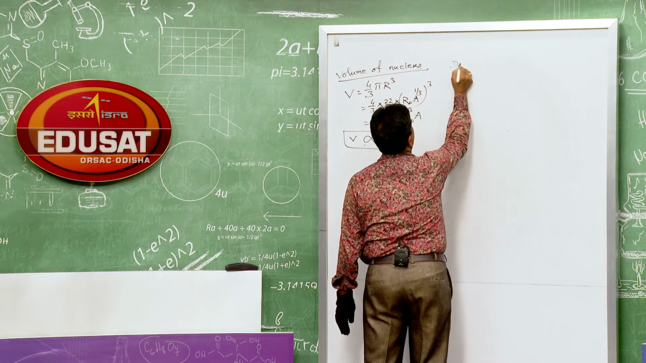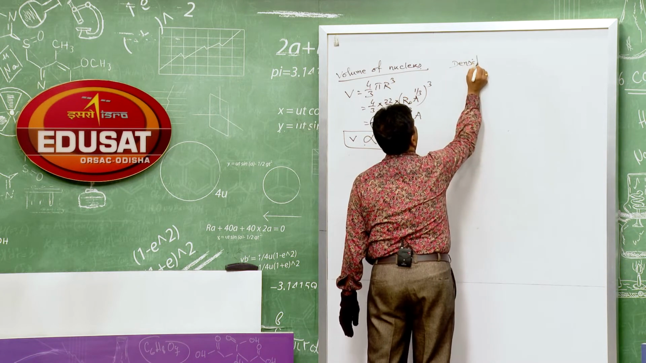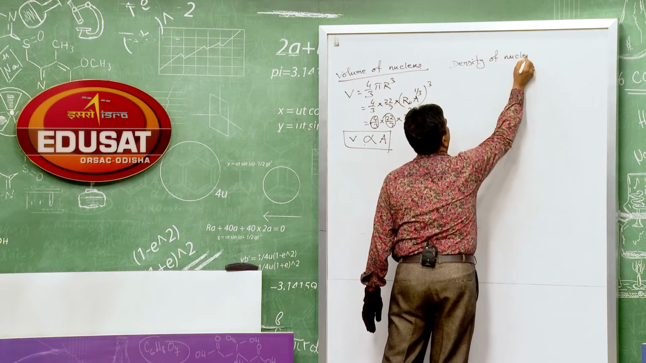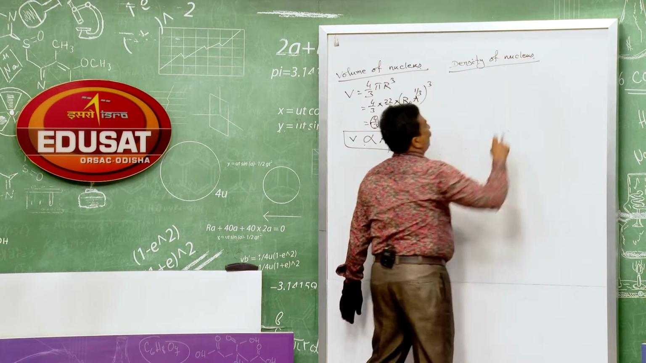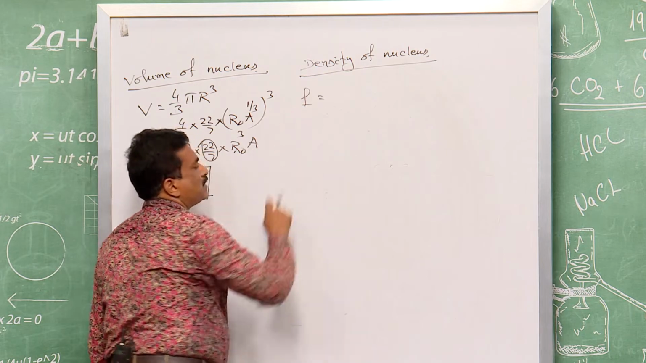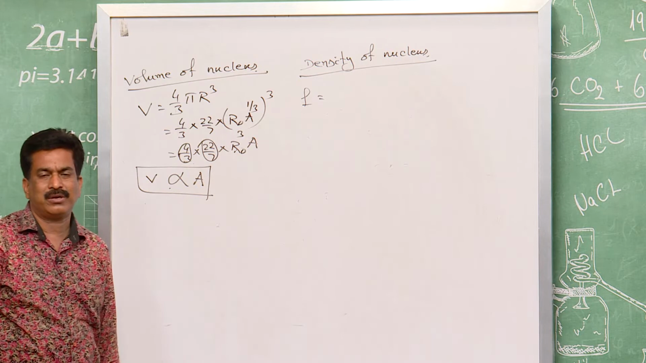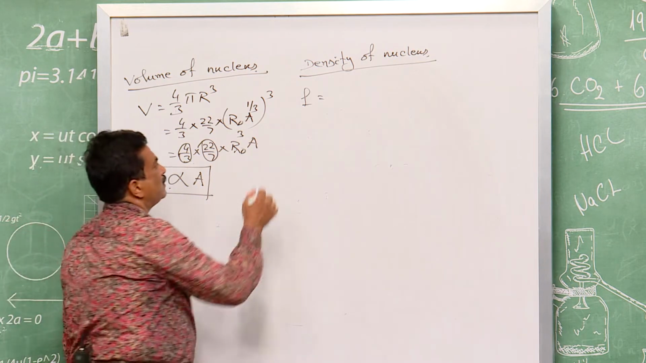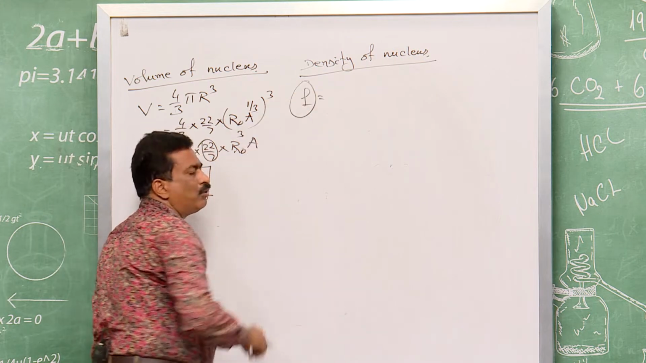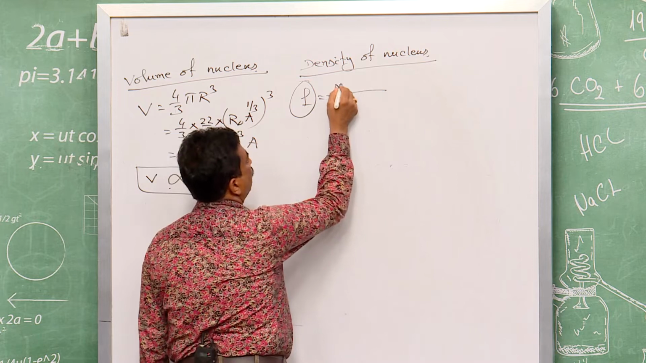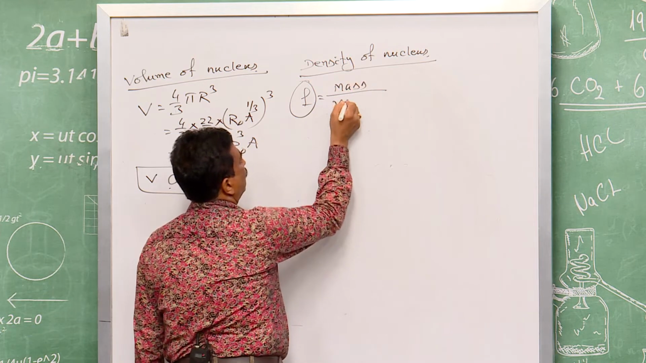Next one is the density of a nucleus. Density of a nucleus. So, what is the formula of the density? The symbol of the density, you can use by using a cloth, is rho. So, that rho is equal to the mass by volume.